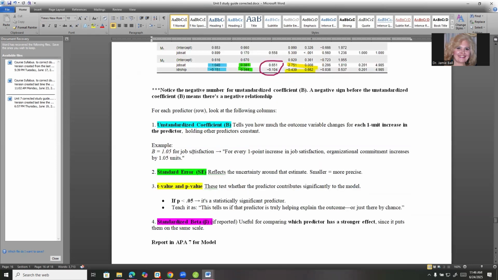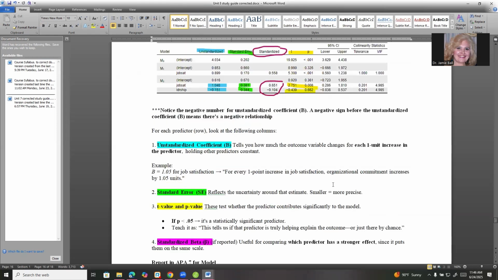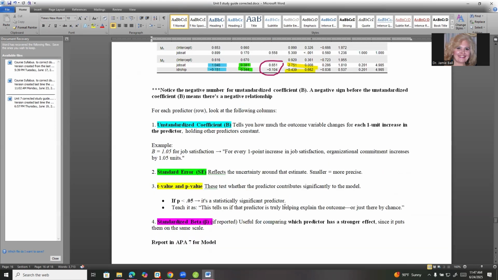Okay. So in my example, B equals 0.105. For every 1 point increase in job satisfaction, organizational commitment increases by 1.05 units. Now, standard error is the uncertainty around the estimate. The smaller the standard error, the more precise. So we prefer a small one. All right, right here, it's in green. That's pretty small, 0.38, 0.344, that's pretty good.